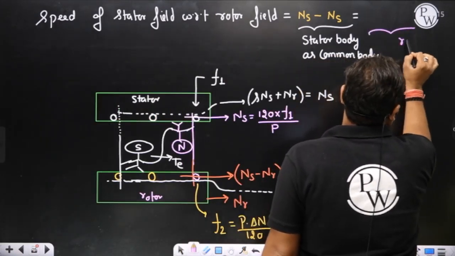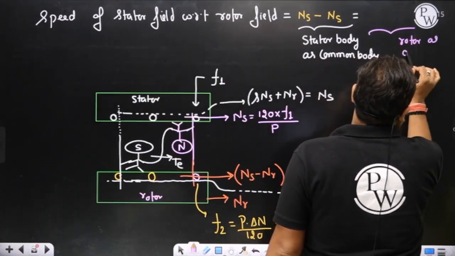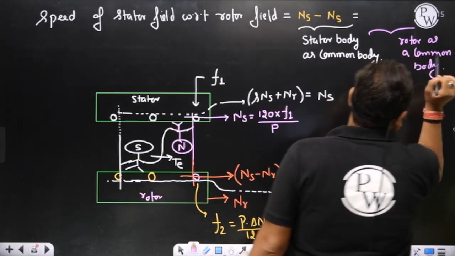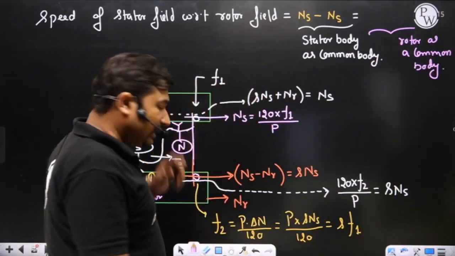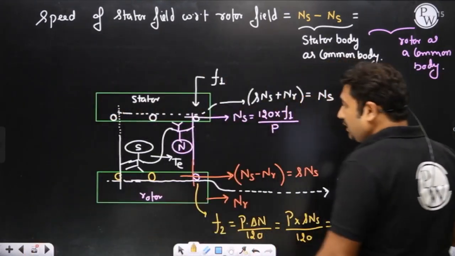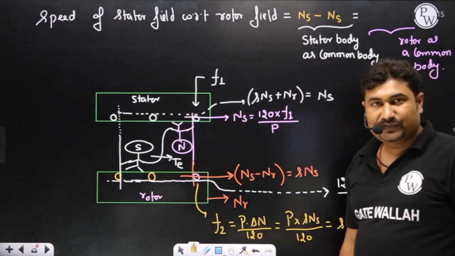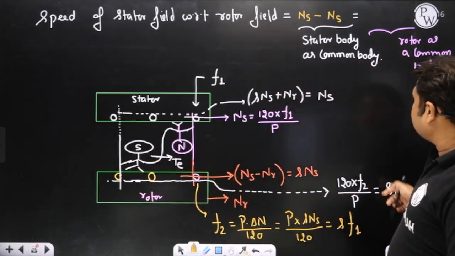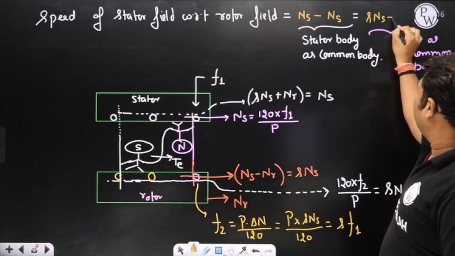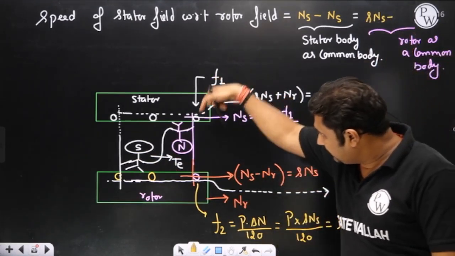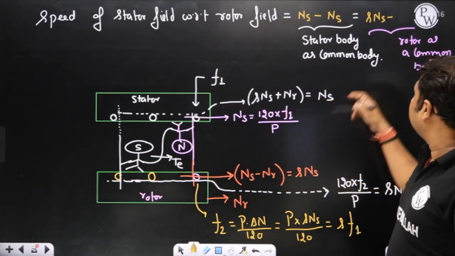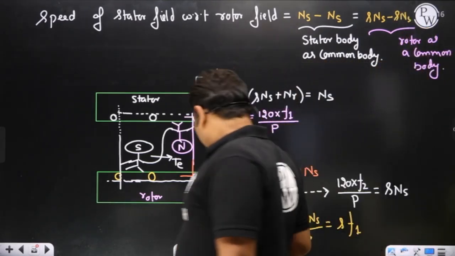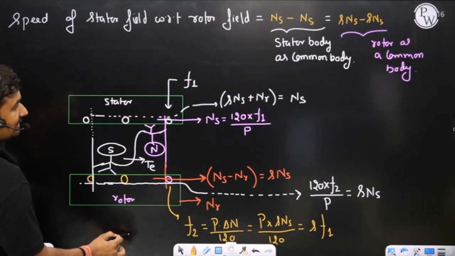So let's talk about the rotor as a common body. If I am considering the rotor as a common body, what is the speed of the rotor field with respect to the rotor structure? It is SNS. And the stator field with respect to the rotor structure is also SNS. So what is the relative speed between them? It is 0. Are you able to understand this?